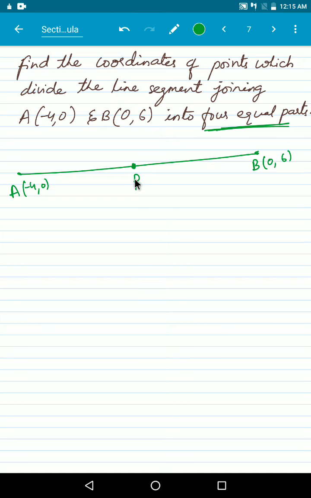Let us take the first point as P. So this point P will be the midpoint of AB, and let us take this point as Q. So this point Q will be the midpoint of AP. Let us take this point as R. This R will be the midpoint of P and B. So first let us find the value of P. All right. So A is -4 comma 0 and B is 0 comma 6. So P is the midpoint of AB.